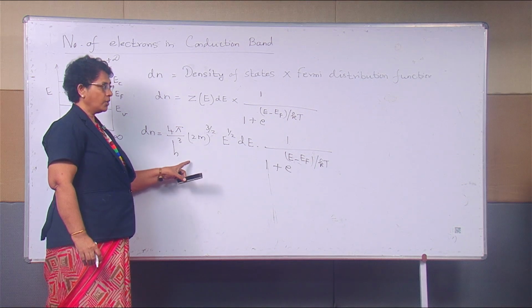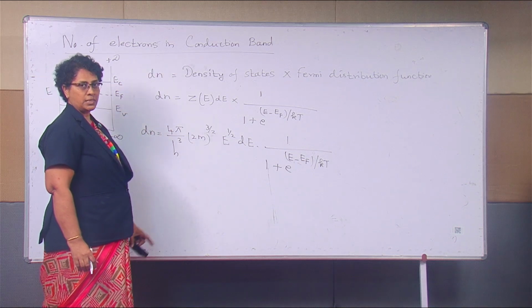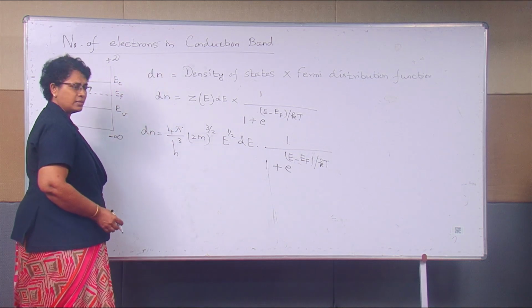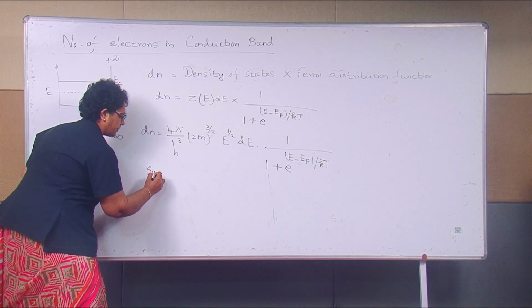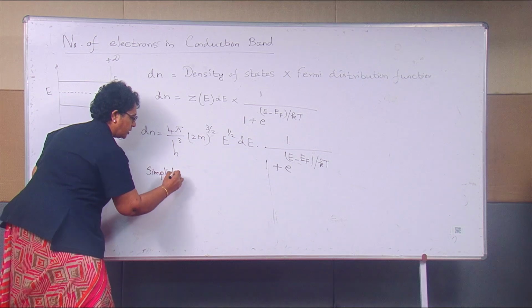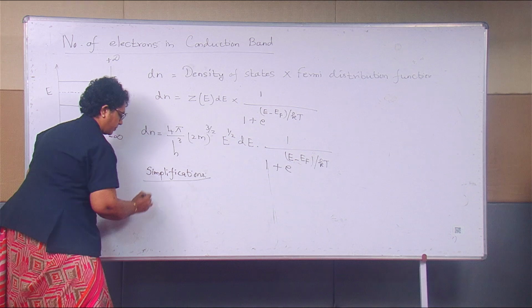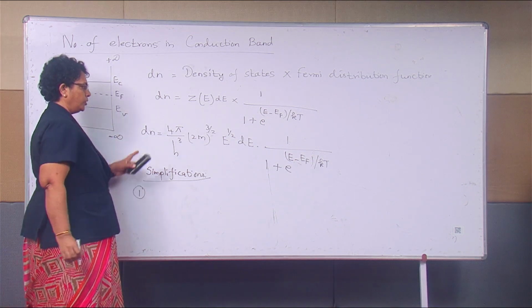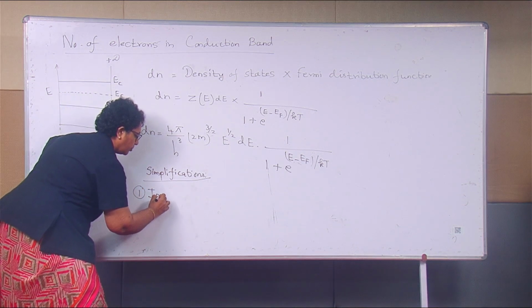Now we want to see how this expression turns according to our topic, the number of electrons in conduction band. We can derive this in a simple manner. First, the simplification. What are the simplification steps to be followed? Number one, you want to integrate both the sides. So first, integrating both these sides.